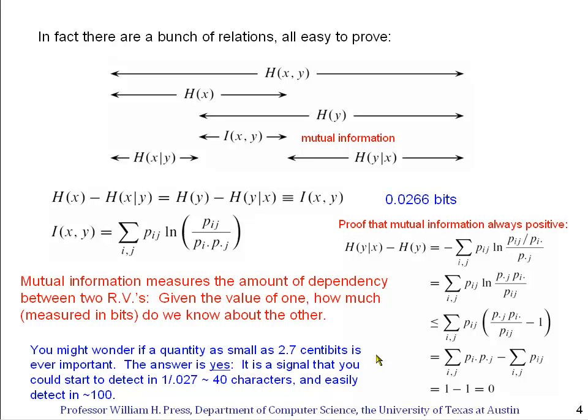It's a signal there. And if you were asking the question, do consecutive amino acids depend on one another, it would be very easy to find this signal. And the way you tell how many characters of amino acid on average you would need for the signal to be, say, about 1 standard deviation, the answer is it's 1 over the number of bits in order of magnitude. 1 over 0.027 is about 40 characters. And the signal would be easily detectable in 100 characters, that is to say, in a protein of length 100 or more.